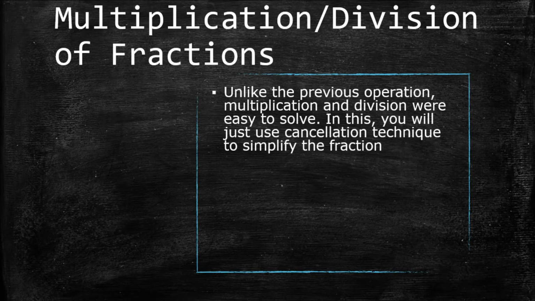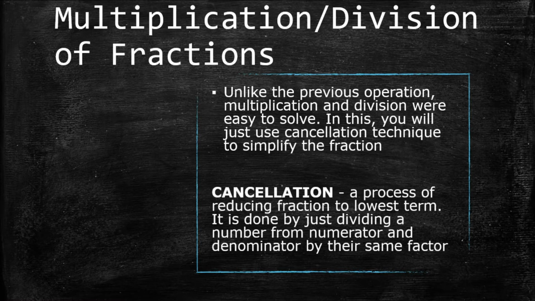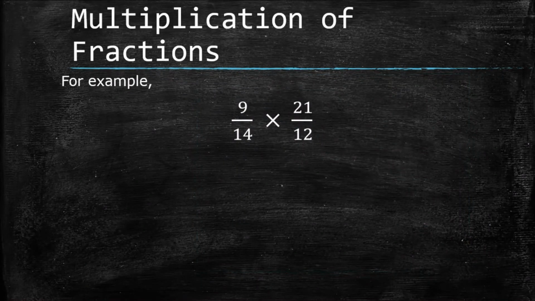Unlike addition and subtraction, multiplication is easy to do because of the so-called cancellation technique. Cancellation is a process of reducing the fraction to lowest term. It is done by just dividing same factors between a numerator and a denominator. For example, 9 over 14 times 21 over 12.